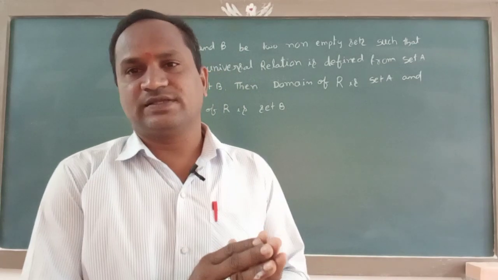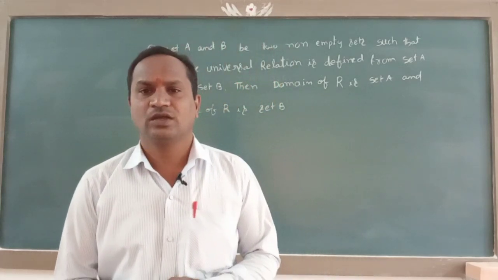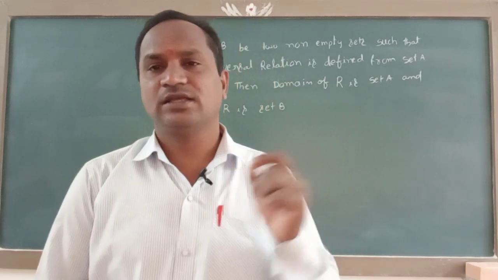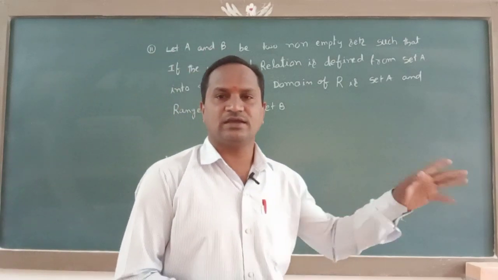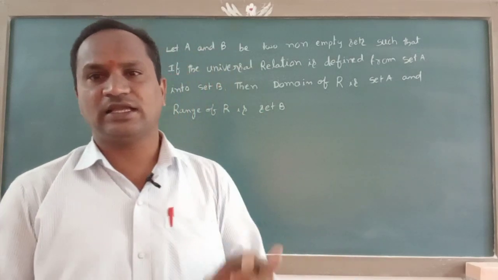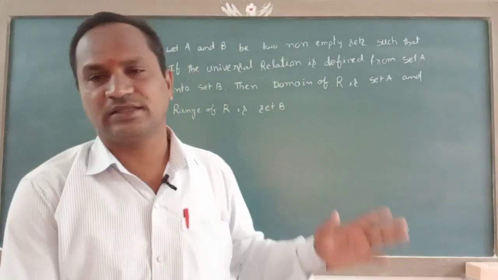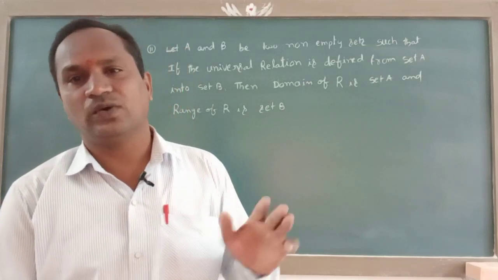Whenever A is one set and B is one set, take the Cartesian product between those two. The whole product A cross B means the universal relation. In that universal relation, capital A always becomes the domain and capital B always becomes the range. Like that, here we are seeing different types of notes.